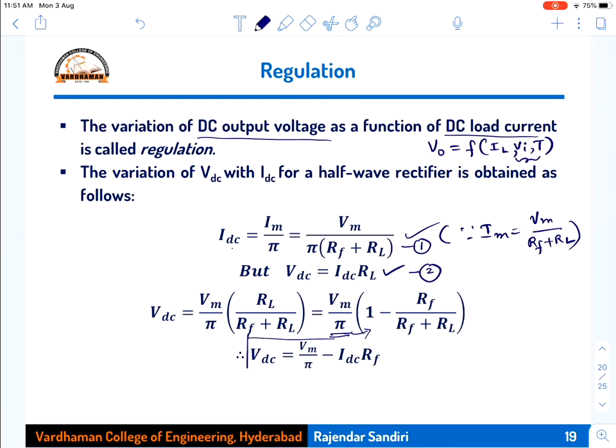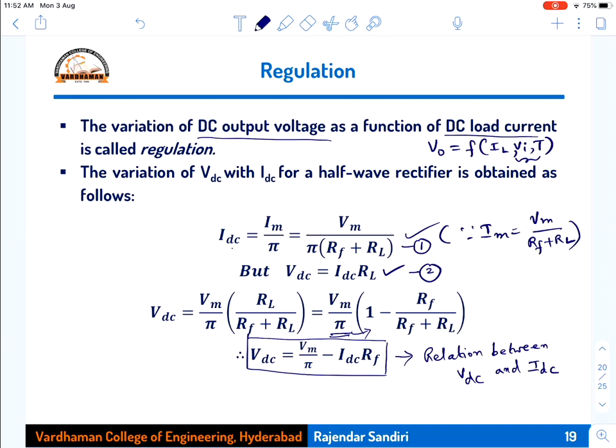So this is the formula which gives the relationship between VDC and IDC, because I want to know how the variation of VDC and IDC takes place. That is actually what determines the regulation. So this equation relates VDC and IDC. VDC is equal to Vm by pi minus IDC into Rf.